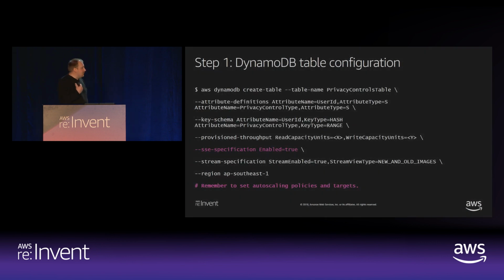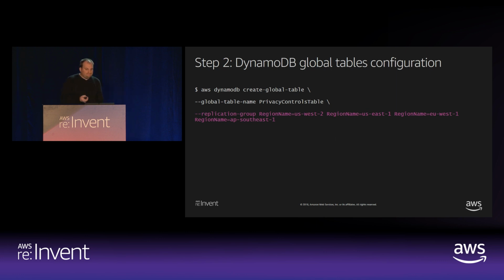Enabling DynamoDB global tables is very easy. First you create the table like we would normally create in each of the regions. Here's a simple example that we did for the Southeast Asia region. It doesn't have everything, but don't forget to set the encryption on, and don't forget to set the auto-scaling policies and targets for every single region.